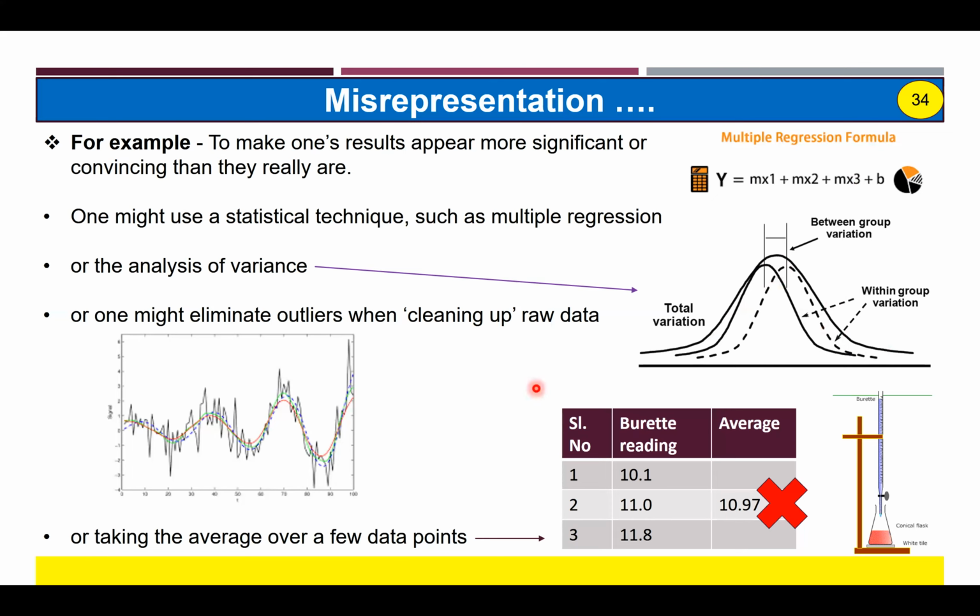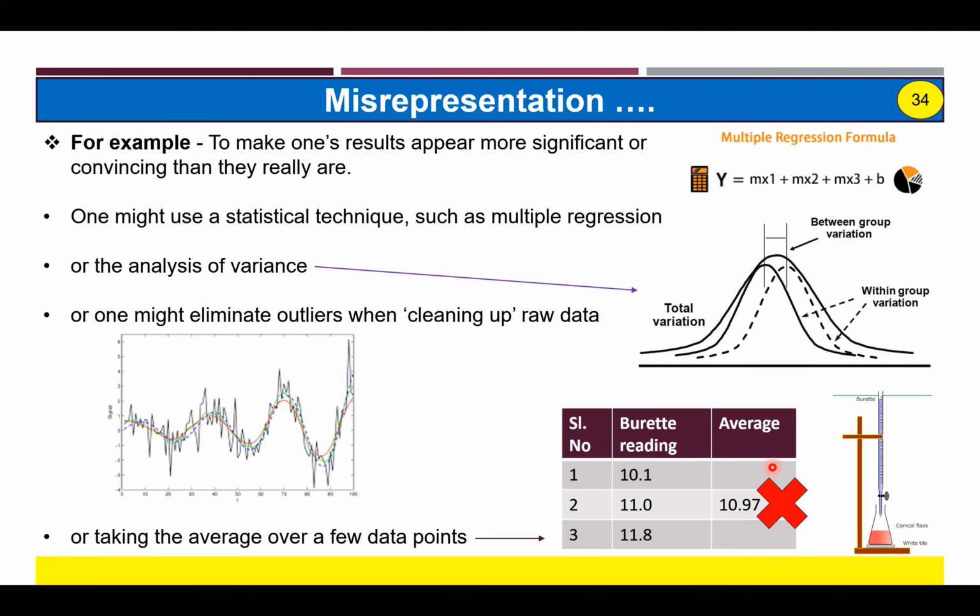Or you might eliminate outliers in the cleaning of the raw data. Sometimes because of instrument noise, electronic noise shows up in your signal and you cut down the noise. But it might be the real signal actually. So you are cutting that out to make it smooth or a good presentation. That's another kind of misrepresentation.